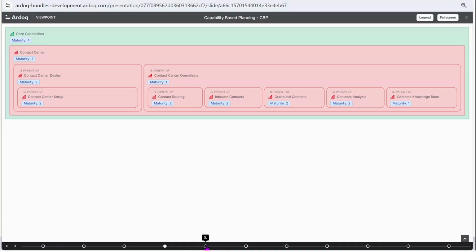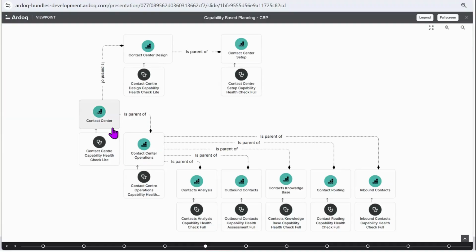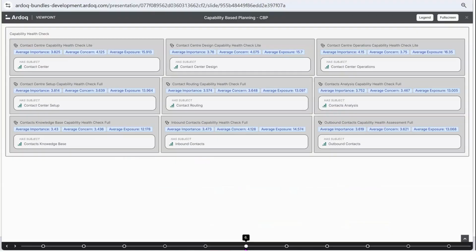We do that with the two surveys, and in this case we're going to do the light assessment for contact center and contact center operations and design, which are the high level capabilities, and for the low level capabilities, or the level 2 capabilities, we're going to do a full assessment. We do those with surveys, and we get some scores for each of those.